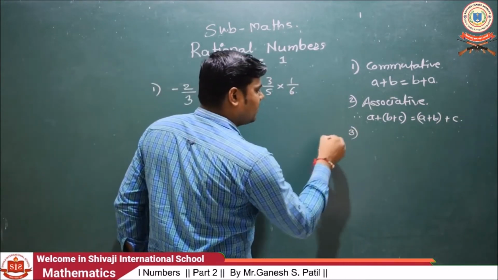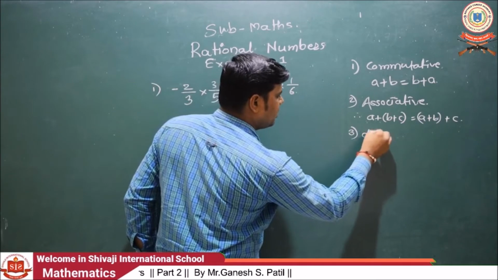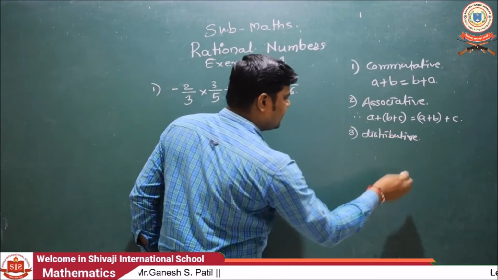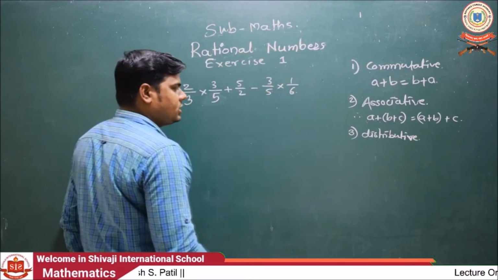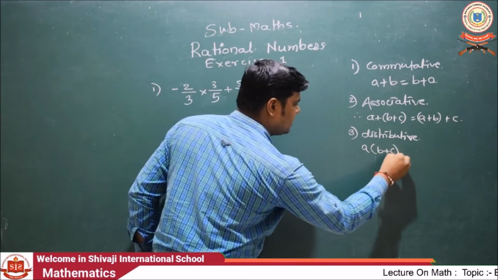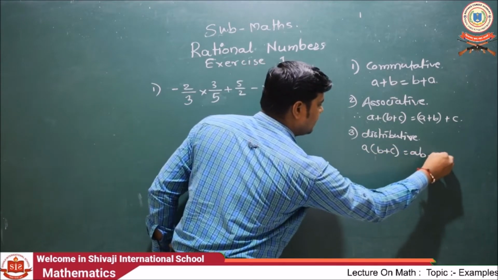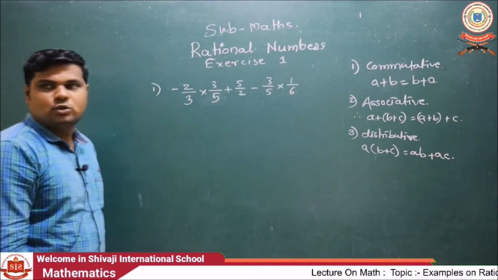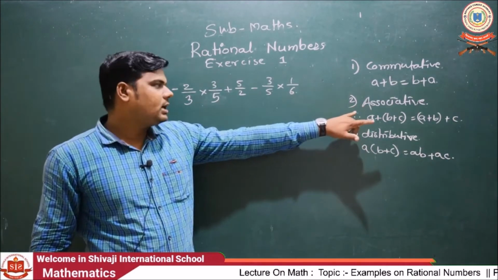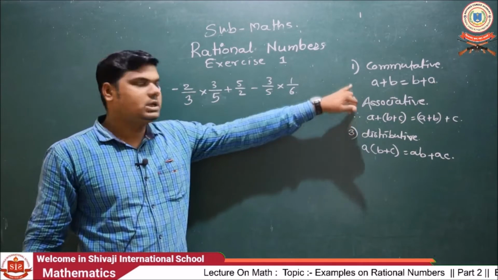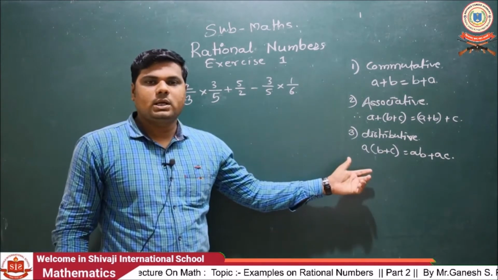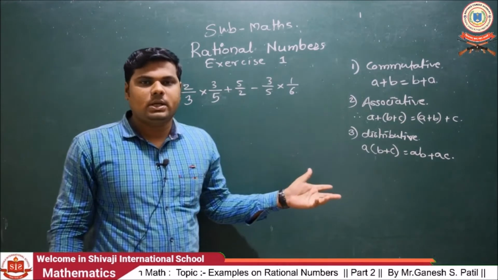The third property is the distributive property of rational numbers. Distributive property means a in bracket b plus c is equal to ab plus ac. That's all. We use the distributive property, and if needed, the associative or commutative property. But the distributive property is the most important property of rational numbers.